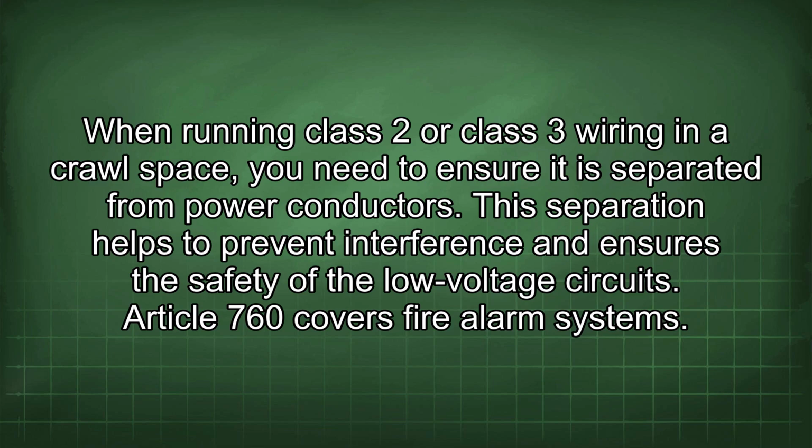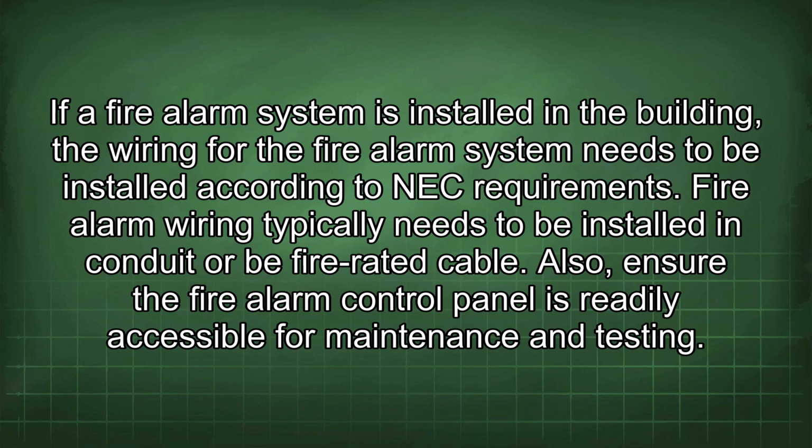Article 760 covers fire alarm systems. If a fire alarm system is installed in the building, the wiring for the fire alarm system needs to be installed according to NEC requirements. Fire alarm wiring typically needs to be installed in conduit or be fire-rated cable. Also, ensure the fire alarm control panel is readily accessible for maintenance and testing.